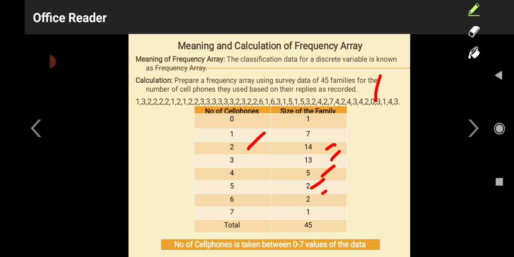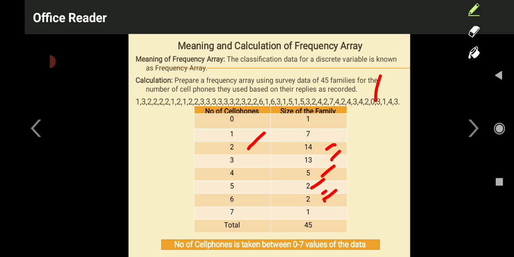Only 2 families are using 5 cell phones. In that house, 5 cell phones are being used. Look at the next one. Here again, 2 families are using 6 cell phones. If you search the data, you will be able to understand. Only 2 families are using 6 cell phones, for example.